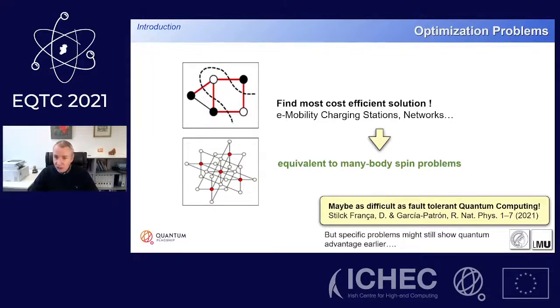And if you find the solution for those, you found an efficient solution for your specific optimization problem, for example, e-mobility charging stations. Now, this problem might actually be very difficult. There was a recent publication in Nature Physics that showed that in order to achieve quantum advantages on general grounds in such contexts, it might be as difficult as reaching fault-tolerant quantum computing. But there's, of course, hope that specific problems might show some quantum advantage earlier on.